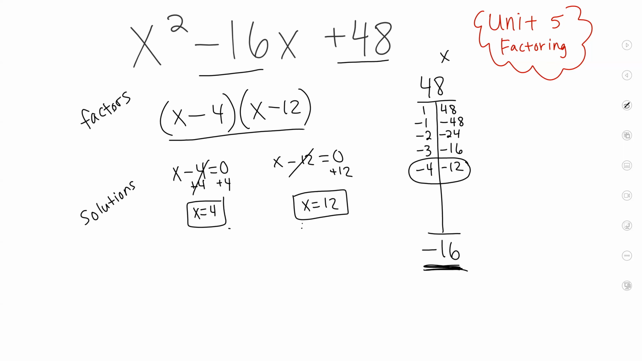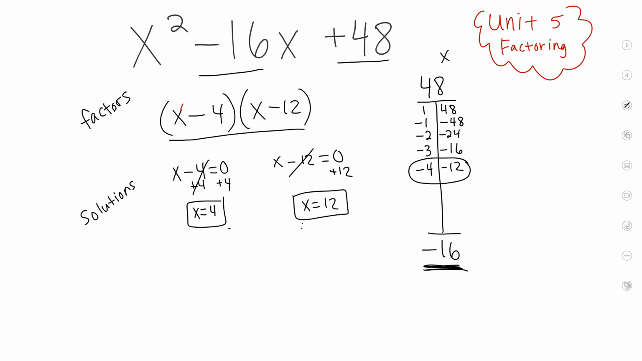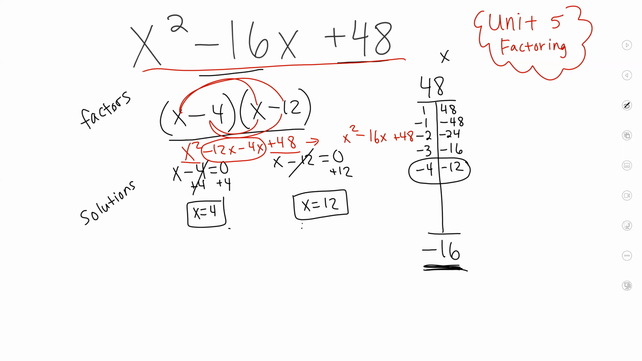Now, if you want to know if you did this correctly, just multiply it out. X times x is x squared. X times negative 12 is negative 12x. Now do the next number. Negative 4 times x is negative 4x. Negative 4 times negative 12 is positive 48. Now, just combine the middle term. Negative 12 and negative 4 is negative 16. Everything else can just come on over. And notice, that's what we started with. So I know my factors are correct.